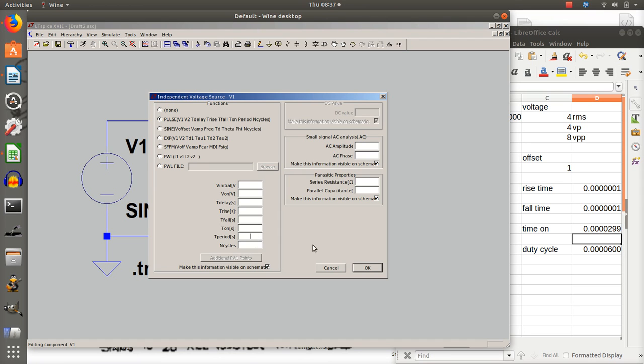What is my initial voltage? Well, I've got a 1 volt offset positive and a peak voltage of 4. So my initial voltage, we're going to say, is the low end. I've got a 1 volt offset and I'm trying to get 8 volts peak to peak. So I'm actually going to be -3. Is that right? No, it's going to be +1.